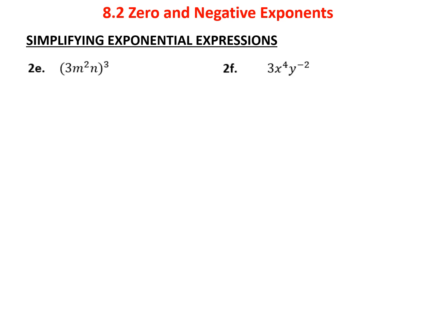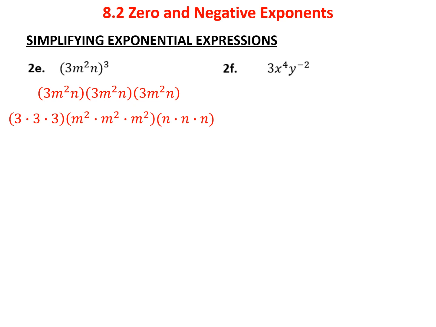As we look at 3m squared n quantity to the cube, that means I'm going to take what's inside the parentheses and multiply it by itself 3 times. That's one way of looking at it. Now if I collect all of my coefficients, my m's and n's together, you see I have 3 times 3 times 3. I have m squared, m squared, m squared. I have n, n, n.